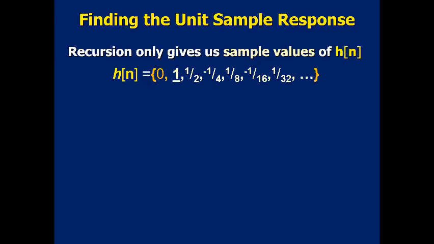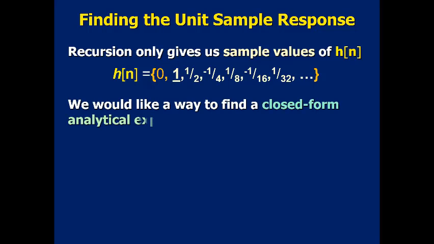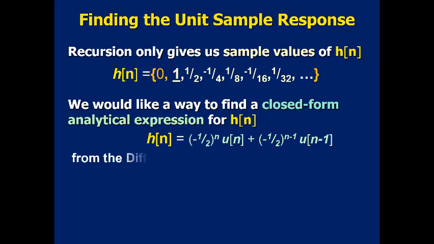We would have to try to infer it from the sample values. I'd much rather have a way to actually get an analytical expression out of the mathematics so I'm not guessing and checking. So recursion is fine for sample values, not so useful for IIR systems, and certainly not going to get me a closed form analytical solution. That's really what we want, a closed form, some function of n that tells me what h of n is for any value. And it turns out for that particular system, and we'll derive this in a moment, this is the unit sample response as a function of n. It is some kind of -1/2 to the n, but it has a couple of terms to it, which may not be obvious from just looking at the numeric values.